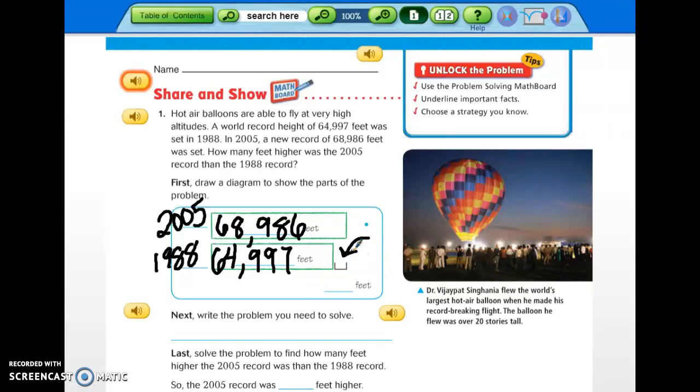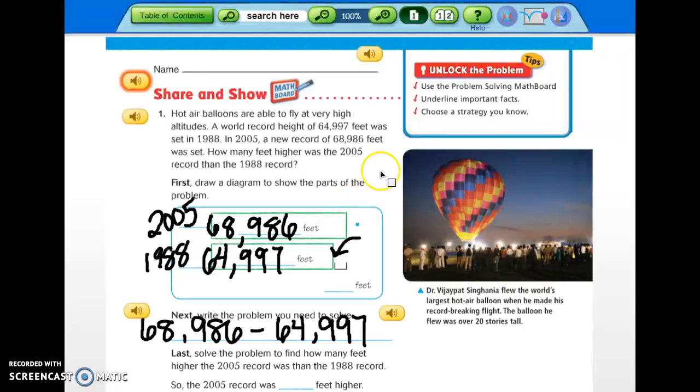So we're going to write a problem we need to solve. If I have a whole and have a part, I need to subtract, right? Because this is how many feet higher. So we need to find the difference. So we have 68,986 minus 64,997. We're actually going to subtract and find that out. So let's get a piece of scratch paper here.